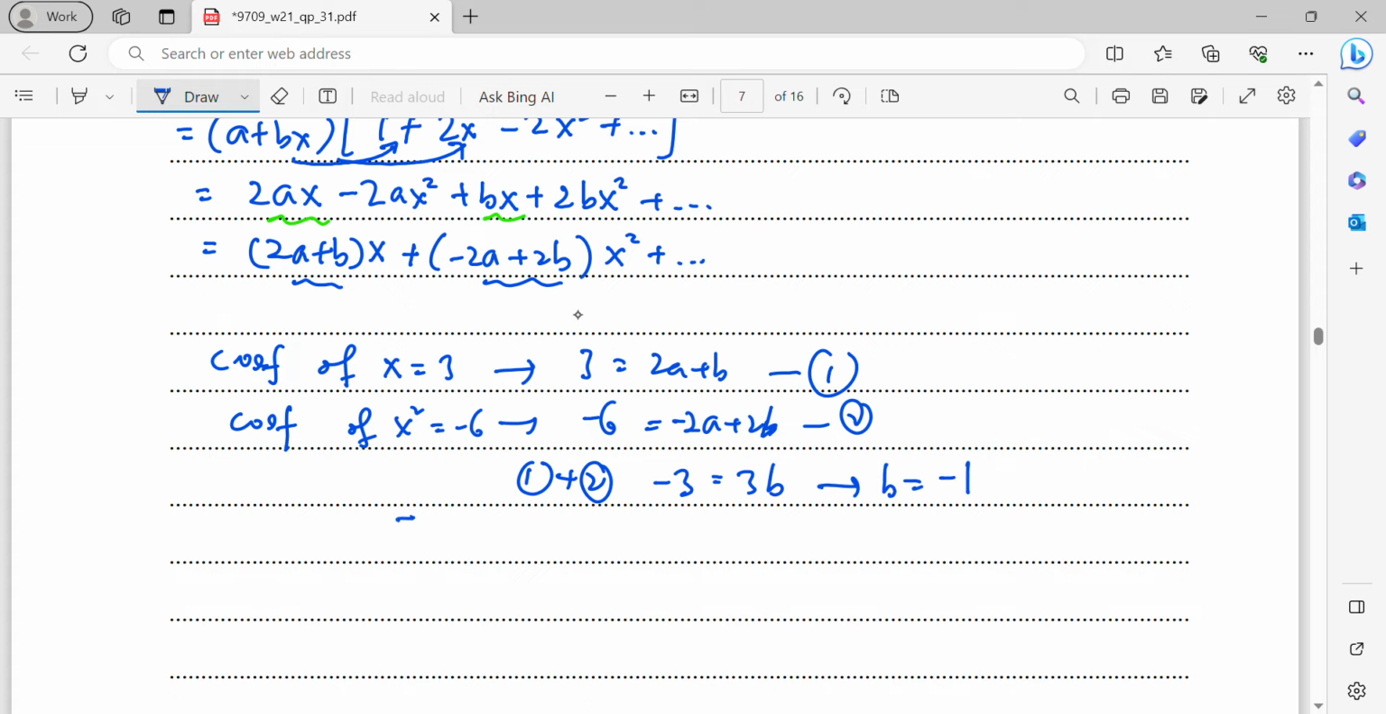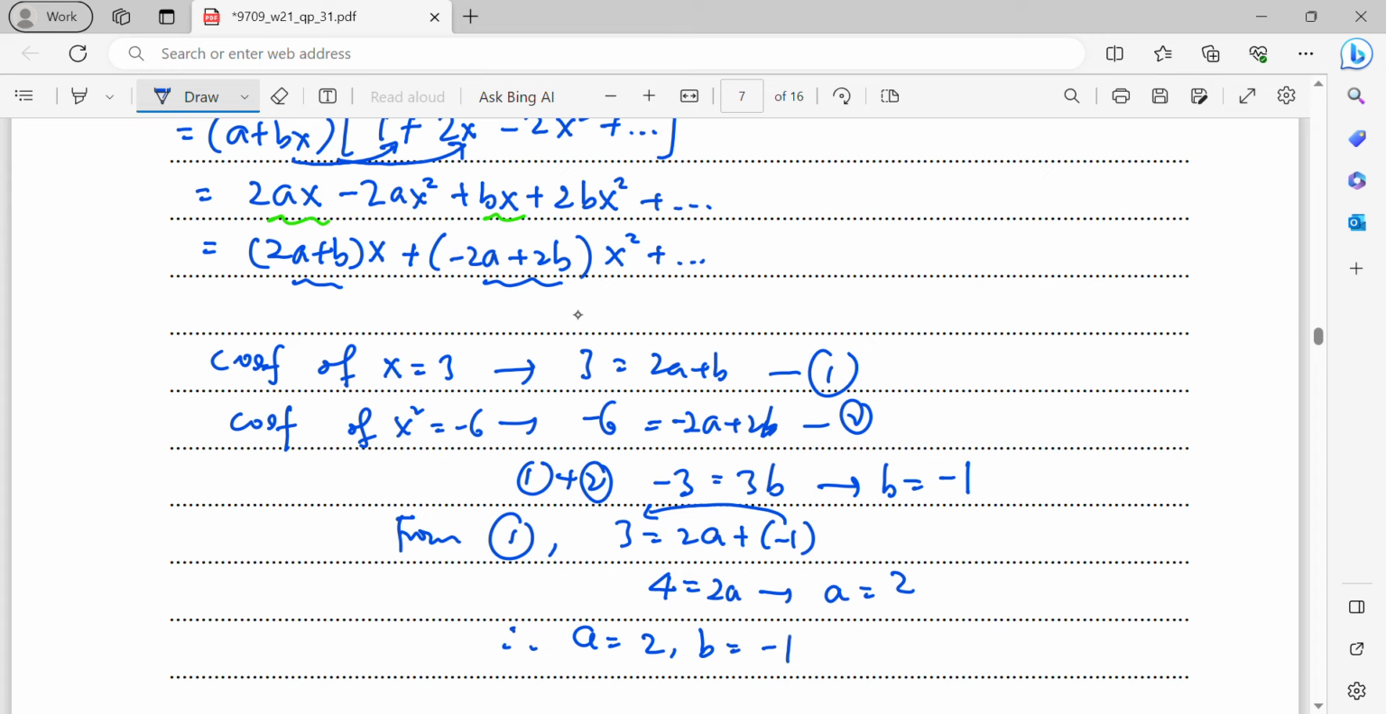Okay, then now to get the a, you can either substitute into first or second equation. I substitute into first equation. So 3 is 2a plus b, which is plus minus 1. So the minus 1 move to the other side because 4 equals to 2a. That means my a is 2. Okay, therefore I found two values. A is 2 and b is minus 1.